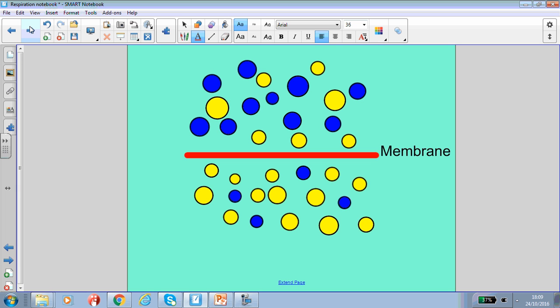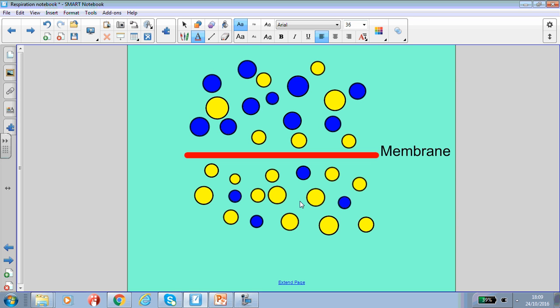Gaseous exchange will always occur when there is a difference in concentration across a permeable membrane. So forgetting that we're talking about lungs or breathing at the moment, let's just think about this diagram we have here. We've got a membrane that's providing a barrier between two chambers. In one chamber, you can see we've got a lot of blue gas and not very much yellow. And on the other side of that permeable membrane, we've got a lot of yellow gas and not a lot of blue. And this is not a comfortable situation.